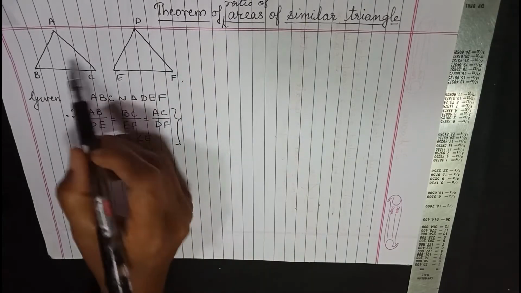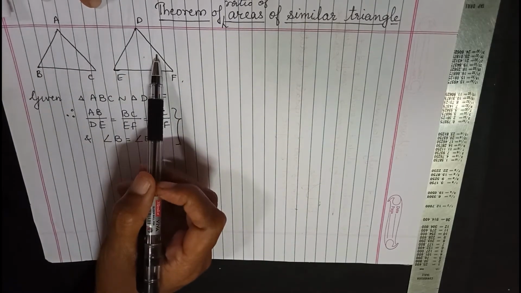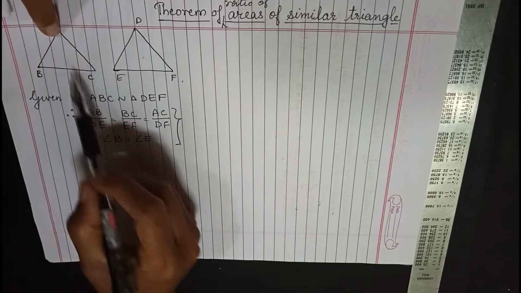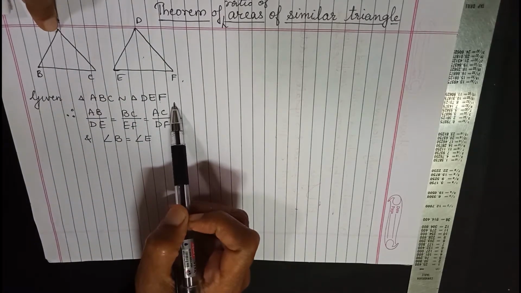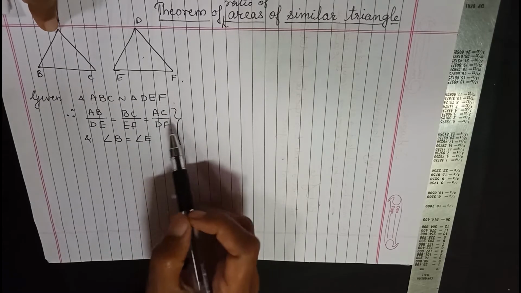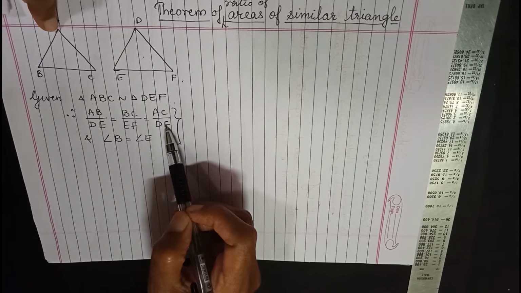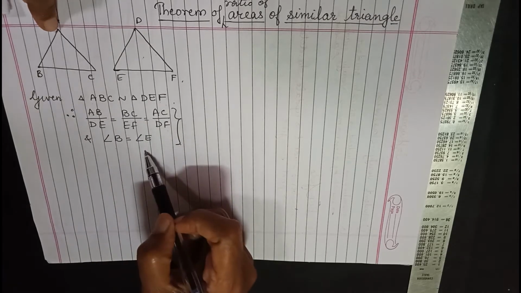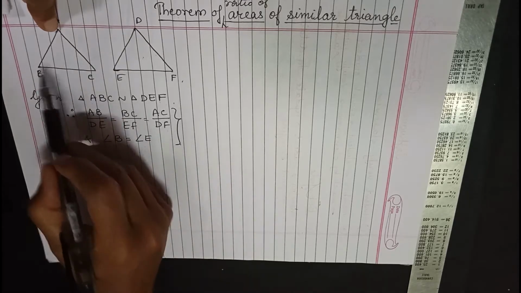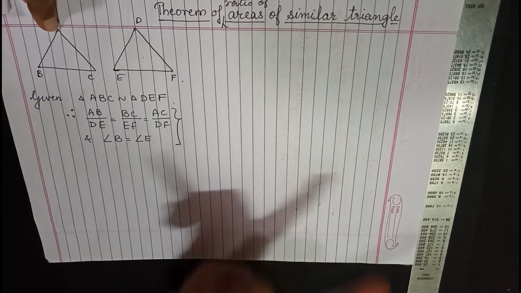So now, let us say in this figure, I have two triangles ABC and DEF which are similar. So the given condition is that the two triangles are similar. As soon as we say the two triangles are similar, the two inferences that we draw are that the corresponding sides are in the same ratio and the corresponding angles will be equal. I have just taken one angle here, B and E, because I will be using only one angle for this theorem. So let's begin.